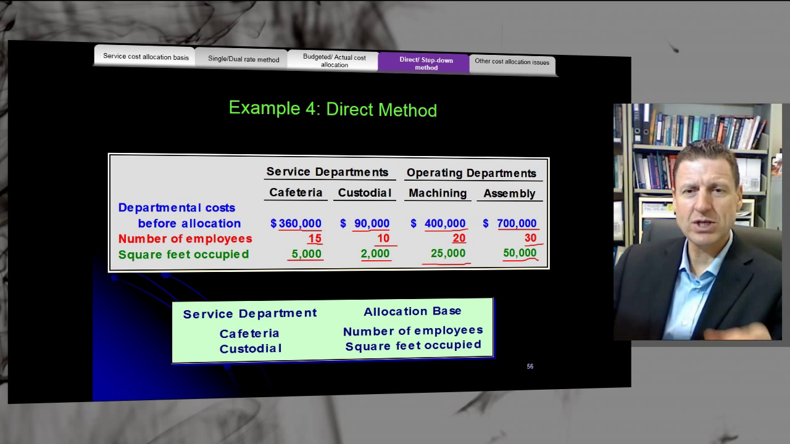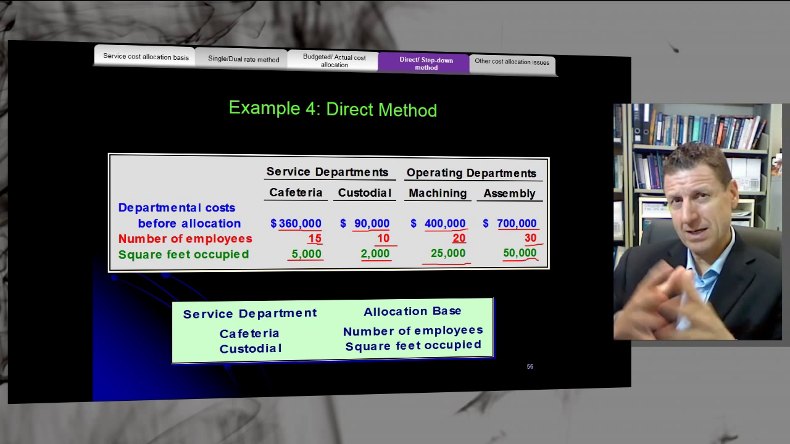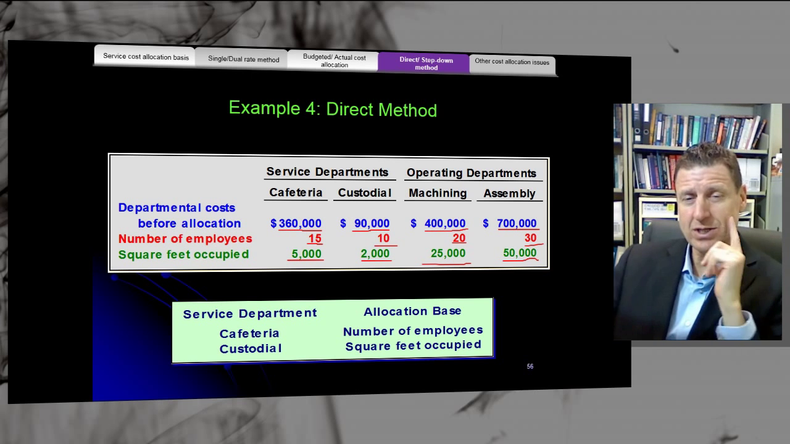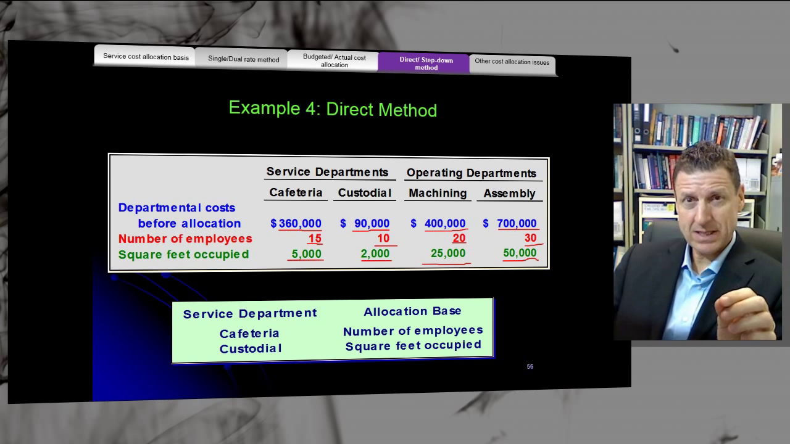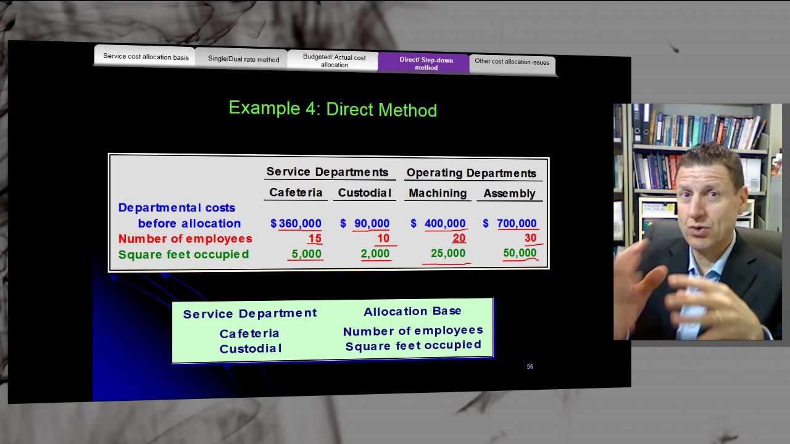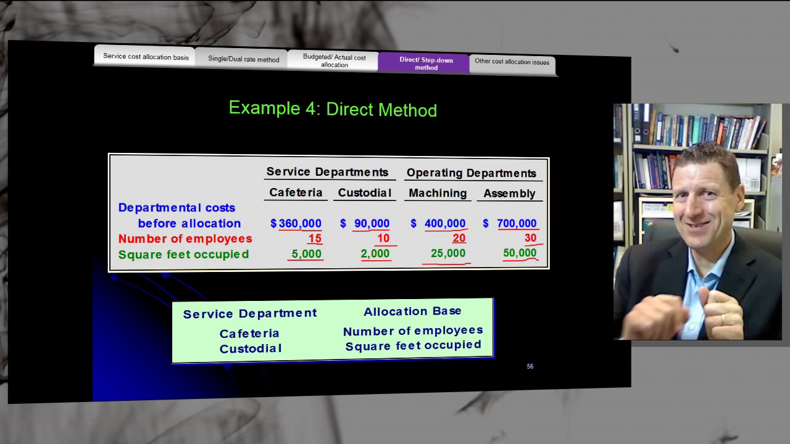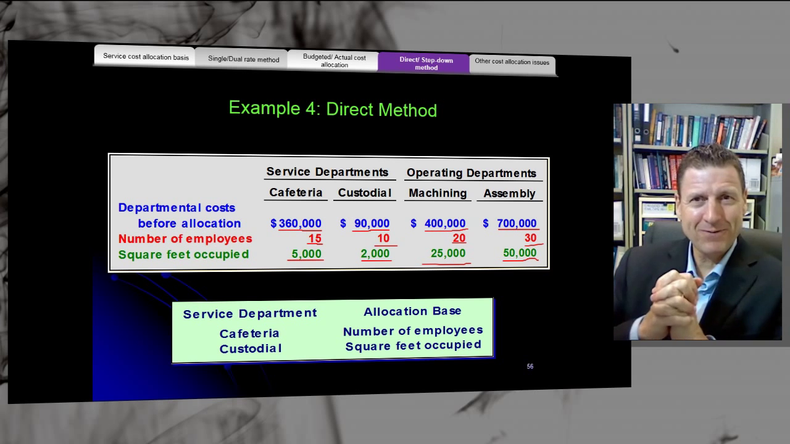And so the big question you need to think about before you do any allocation is, okay, cafeteria: what causes the cafeteria to expend more resources for machining, more resources for assembly? What causes the resources of the cafeteria to be used more or less by the machining and assembly? You see, it's all about cause and effect. You know that, don't you? So that's straightforward, isn't it?